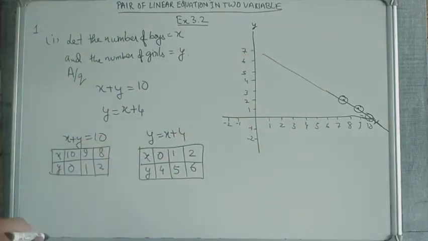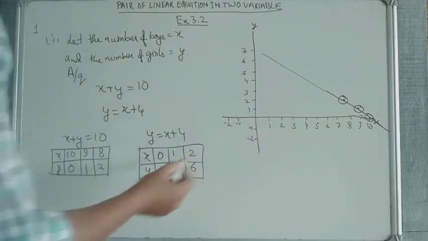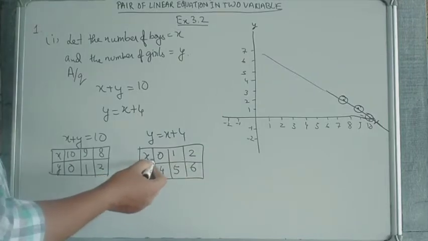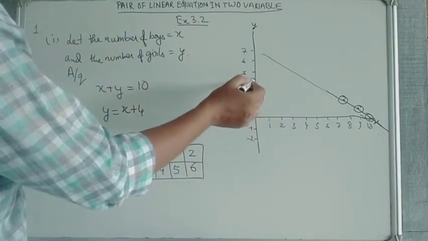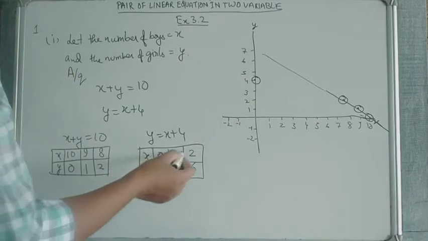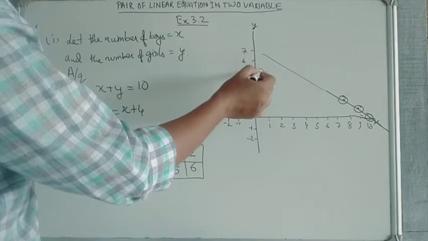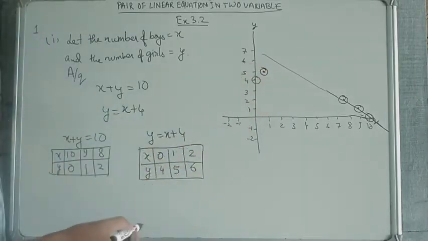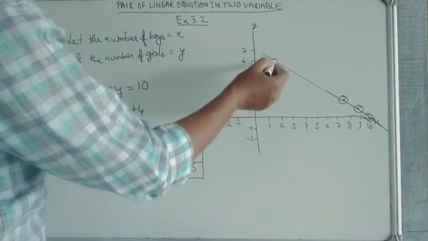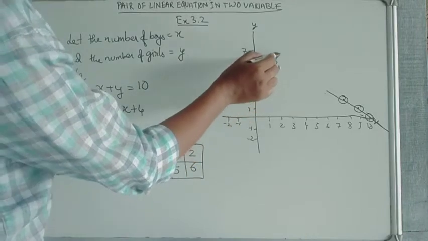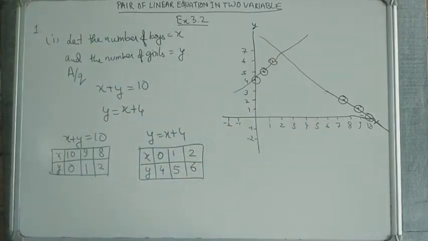Then y equals x plus 4, so x and y. When x is 0, y is 4. When x is 1, y is 5. And when x is 2, y is 6. So this way the graph will go.